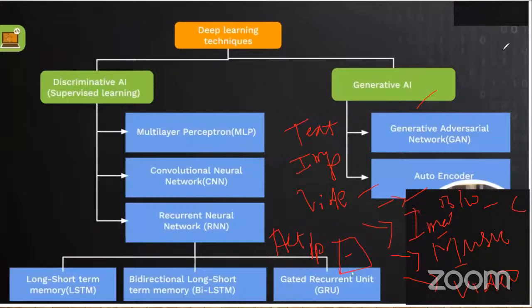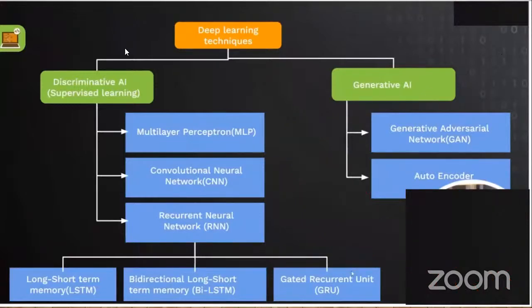That is the biggest basic difference between the deep learning techniques. Understood, guys? What is discriminative AI and what is generative AI? Generative AI is trying to generate something. Whenever you will see an output of any model, right?